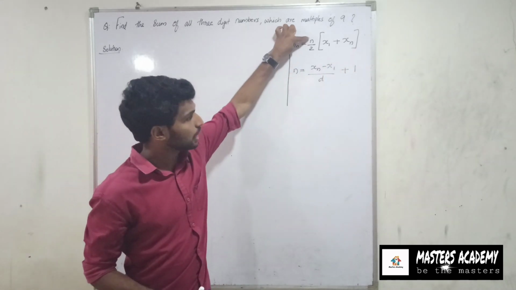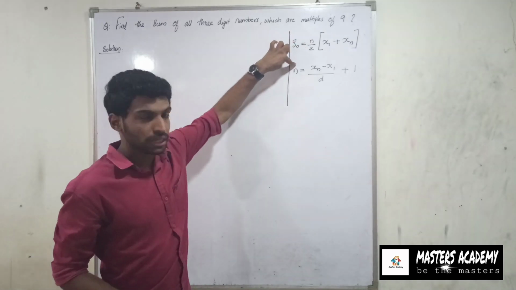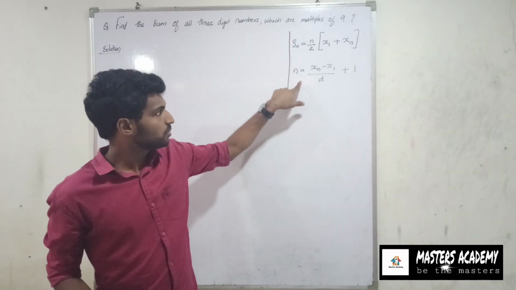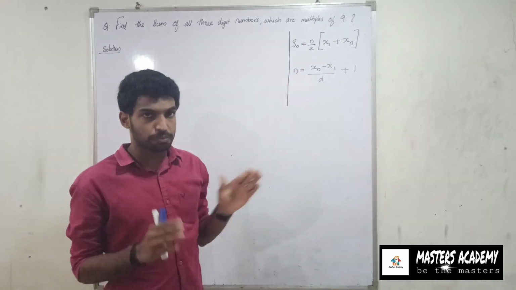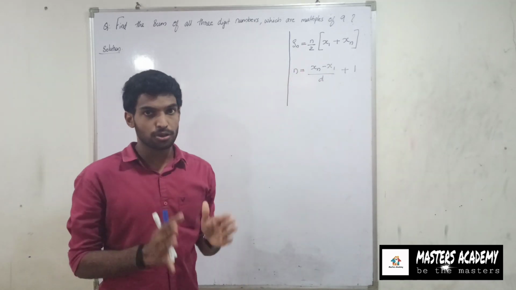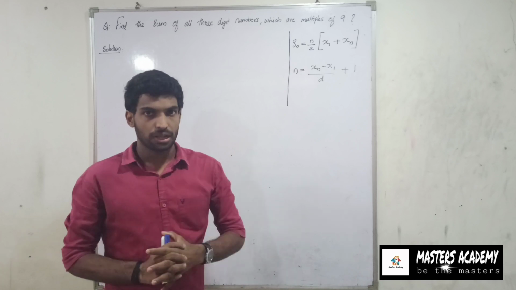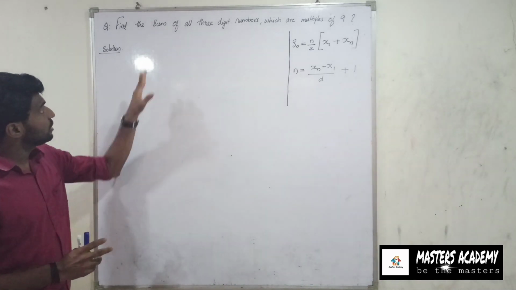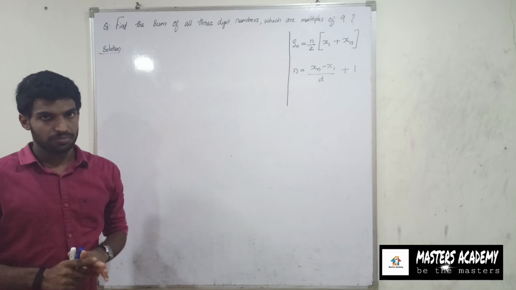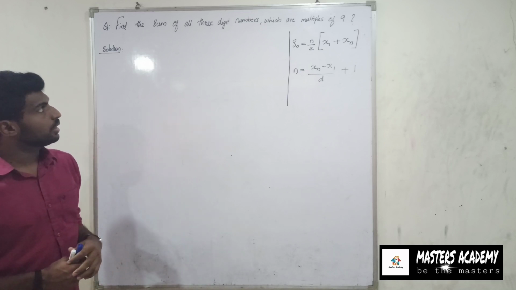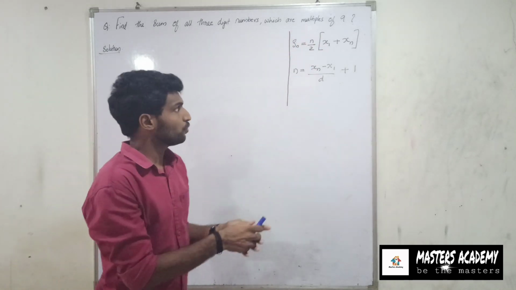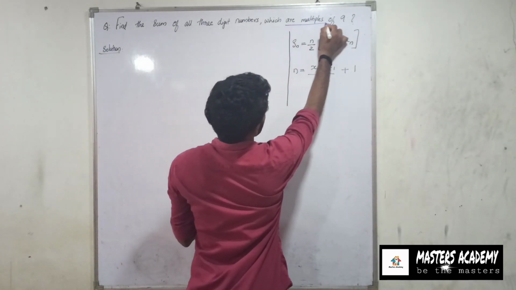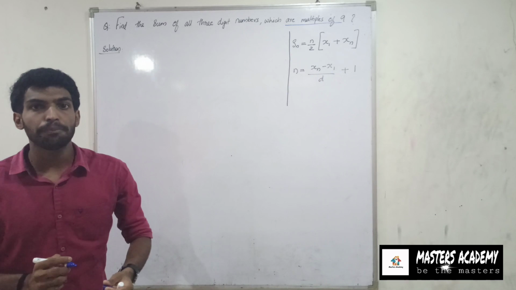Here we want n. So we have to write the equation for n, that is, number of terms equals (xn minus x1) divided by d, plus 1. So in this particular question, these are the required equations to be taken. Understood? Find the sum of all 3-digit numbers. First we can take the first 3-digit number which is a multiple of 9. So the condition is that the 3-digit number should be a multiple of 9.